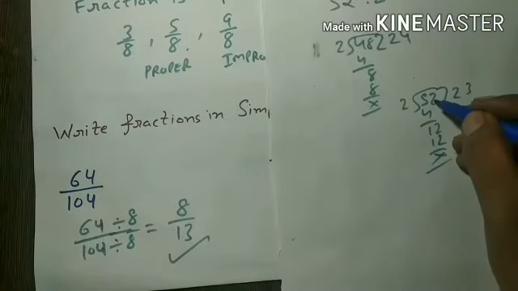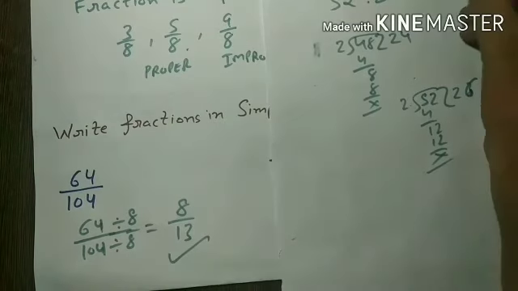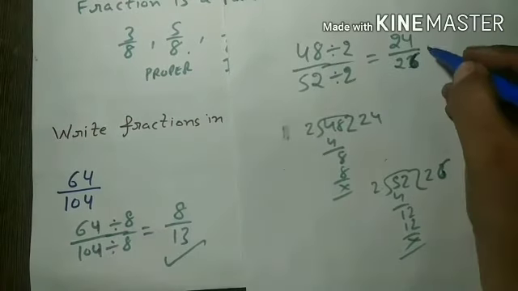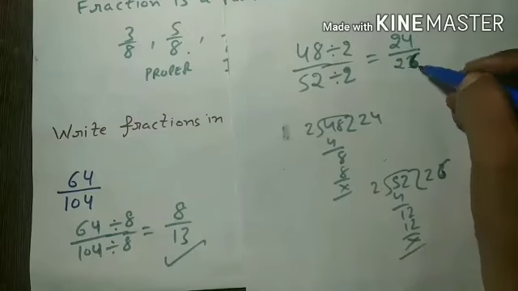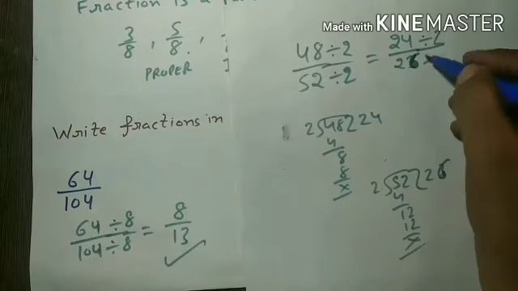52 divided by 2, 2 6s are 12. So the answer is 26. Okay student, this is the 26. Now again you can see this is 24, 26. Both are again divisible by 2. So you can divide them by 2.